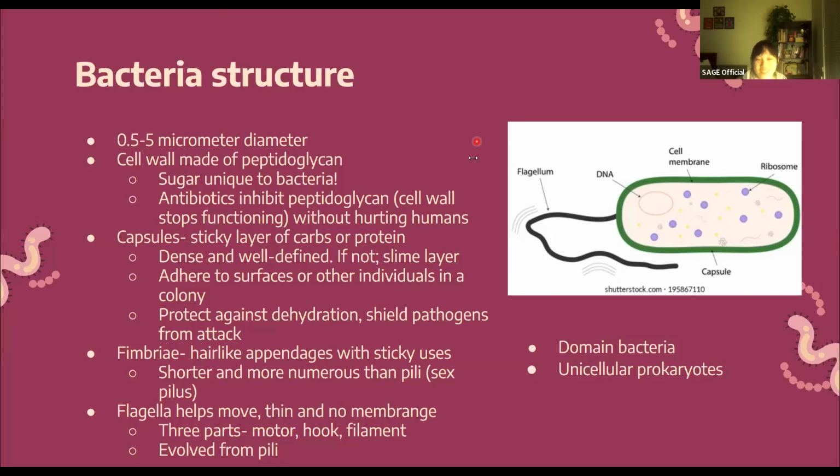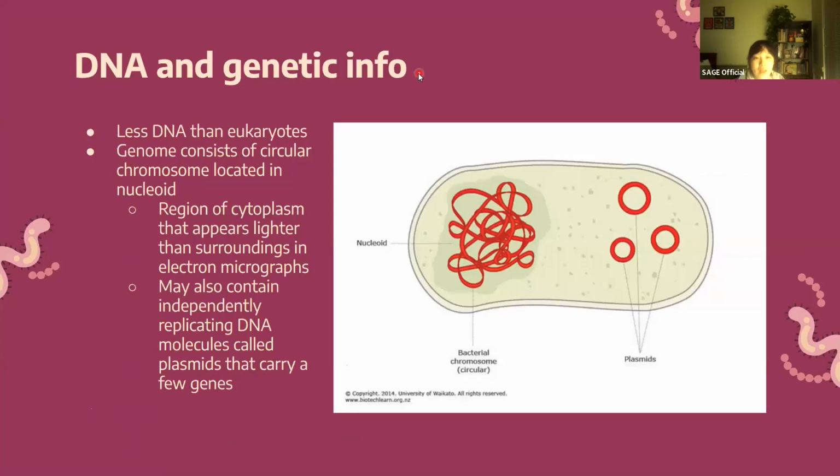Fimbriae, don't know how to pronounce that. Anyway, those are hair-like appendages with sticky uses. So this just means that they help bacteria stick to surfaces. And there's also something called pili. Pili are used for transferring genes from one another, which we'll look at in another slide. And then flagella, again, help with movement, and they evolved from pili.